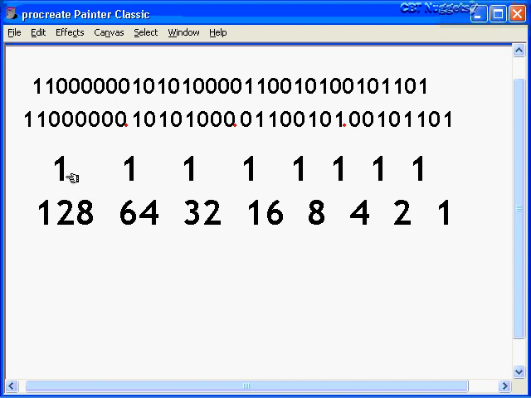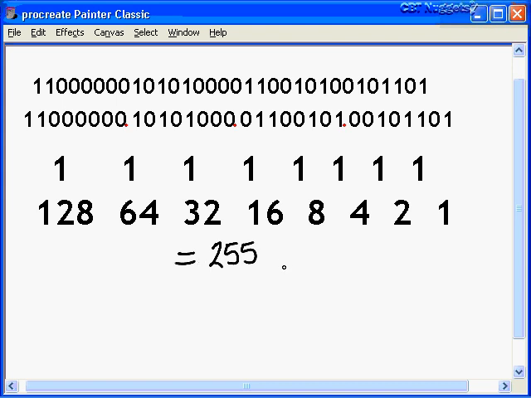Now, if you take this octet and you add up all of these numbers, 128 plus 64 plus 32 plus 16 plus 8 plus 4 plus 2 plus 1, you get 255. If you don't trust me, grab your calculator and add it up. It adds up to 255. So if you turn all the bits on in an octet, the highest number you're going to have is 255. And we'll see later that that's actually kind of significant.